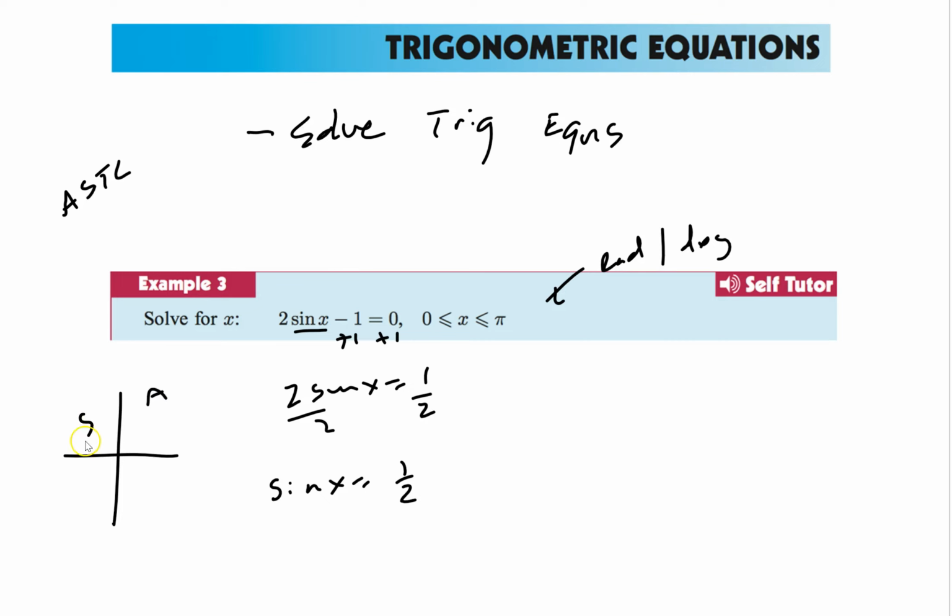So all students take calc. And what we want to do is look at what we have. This is a positive value. So remember, all students take calculus. This tells you where stuff's positive. We're doing sine, so we're going to be positive in quadrant 1 and in quadrant 2.